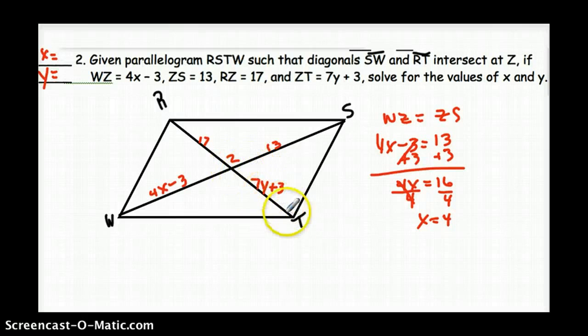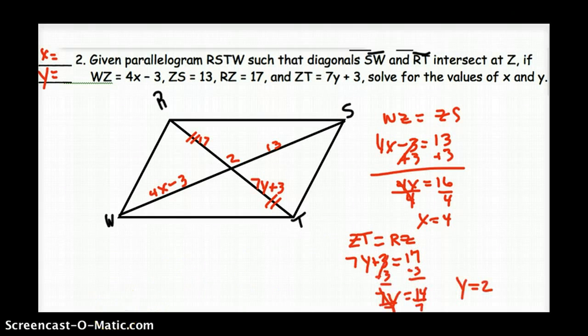I have a segment with 7y plus 3 here. Well, if these diagonals bisect each other, then ZT is congruent to RZ. So I can write ZT, if they're congruent, they're equal in length. So ZT is equal to RZ, which means I can substitute in 7y plus 3 is equal to 17. And now I can solve for y. So go ahead and do that.